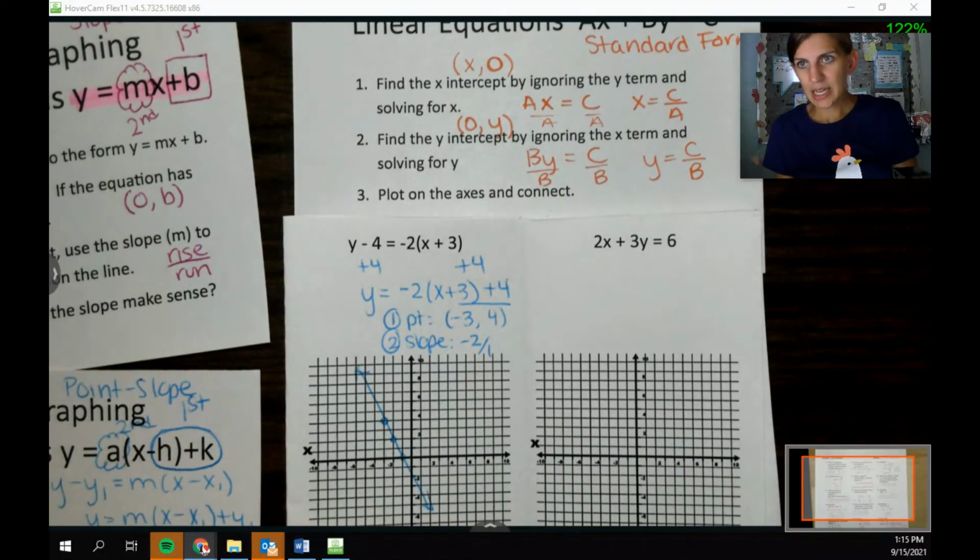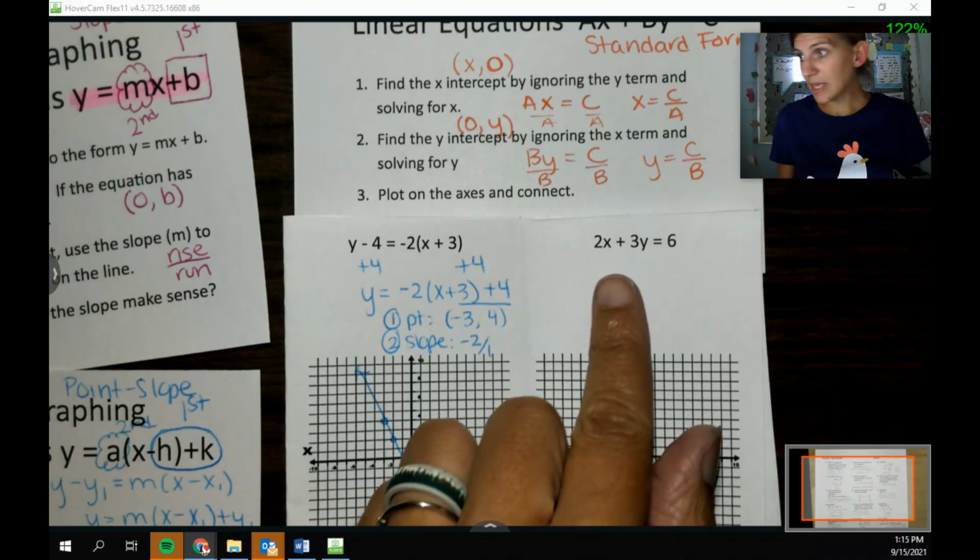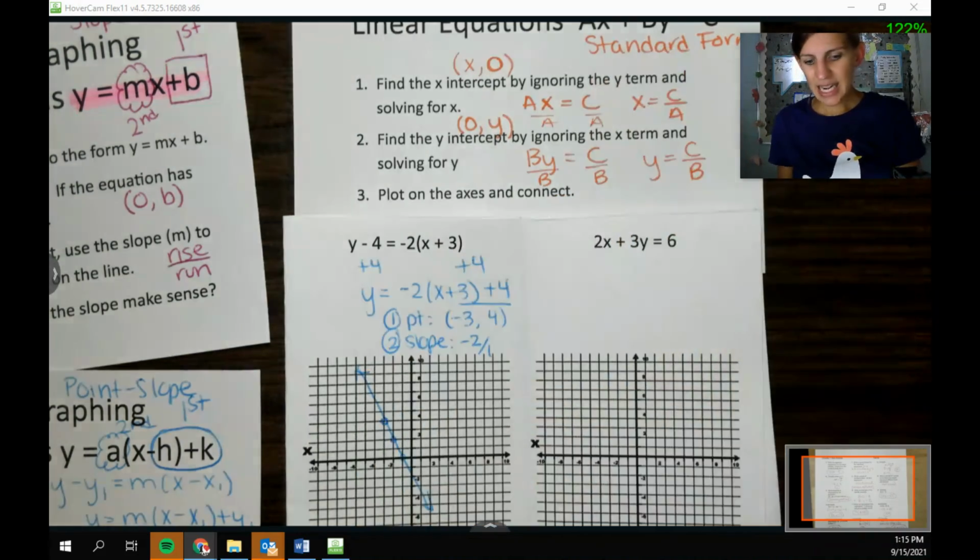The next one, this one here is in standard form.